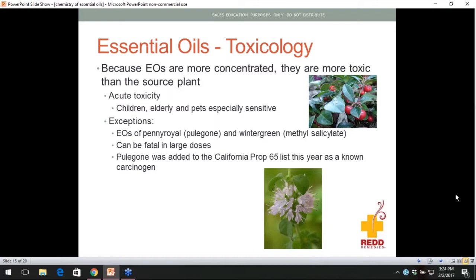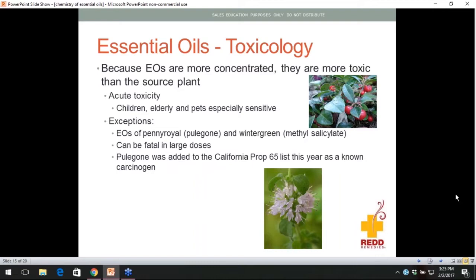Because essential oils are more concentrated, they are way more toxic than the source plant. So acute toxicity: children, elderly, and your pets are especially sensitive. So those are the three most vulnerable groups. Don't leave your essential oils laying out anywhere. So there are exceptions.